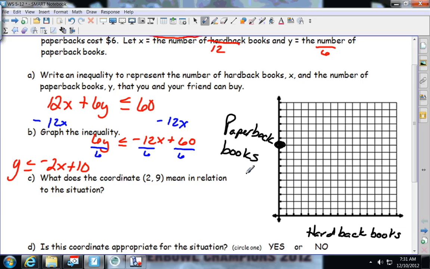Now let's graph my line. The slope is negative 2, so I go down 2 and over 1 and put a dot. Down 2 and over 1, put a dot. Down 2 to the right 1, and again. Now it says less than or equal to, so that means it's equal to. So I have a solid line, and I'm going to connect my dots.